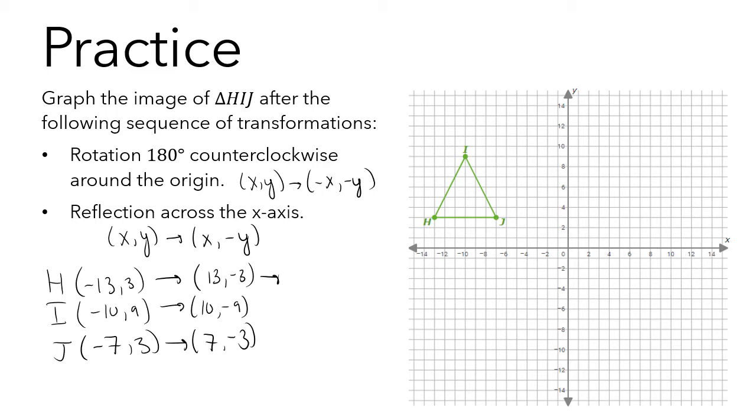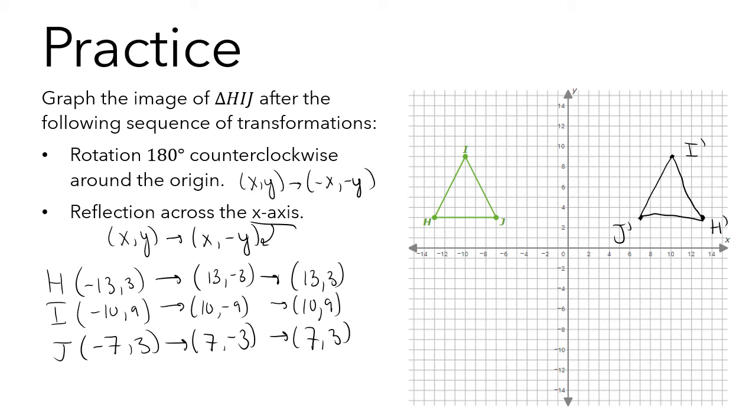And then let's reflect over the x-axis, by changing the y-coordinate sign. So this will become (13, positive 3), (10, positive 9), and (7, positive 3). Let's go ahead and graph these. So (13, 3) is going to be right here. So this is my H prime. Then (10, 9) is going to be right here. That's I prime. And (7, positive 3) is going to be right here, and that is J prime. So here's our triangle after the composition of rigid motions.